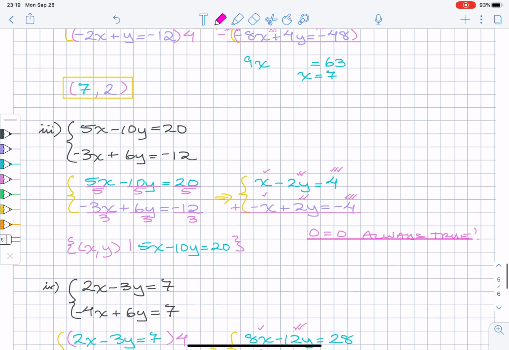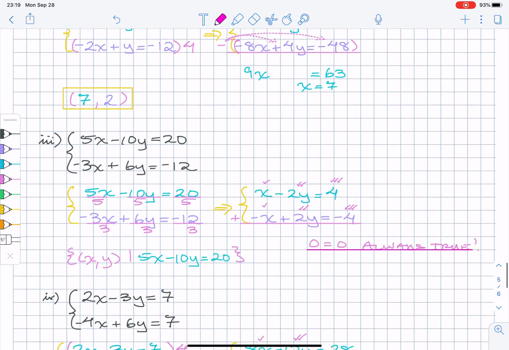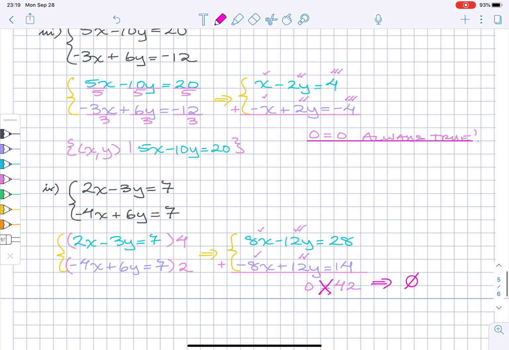Okay, I think I'm going to stop it there for this section, and I will see you in the analogous section for 3x3 systems in a moment.